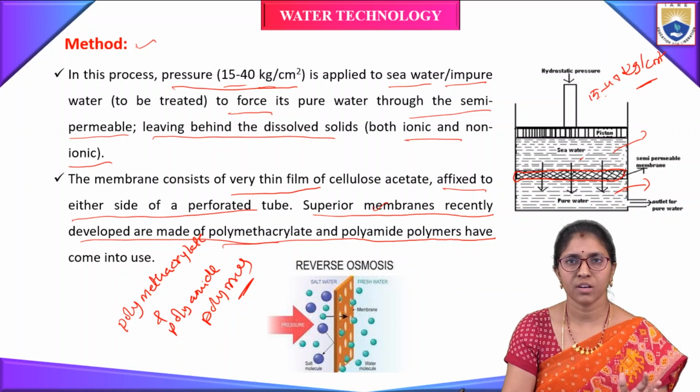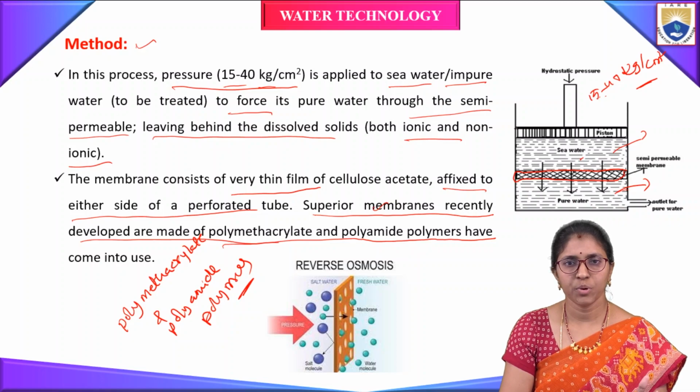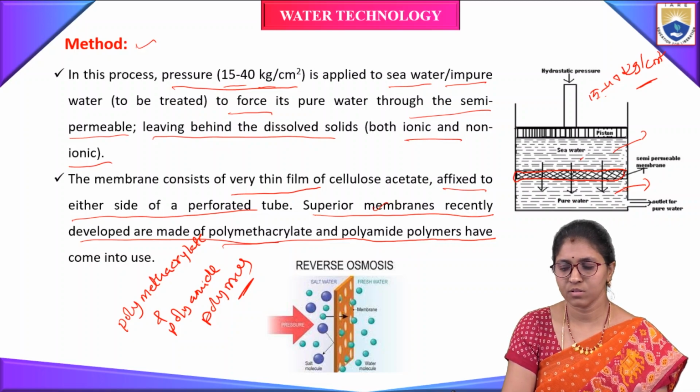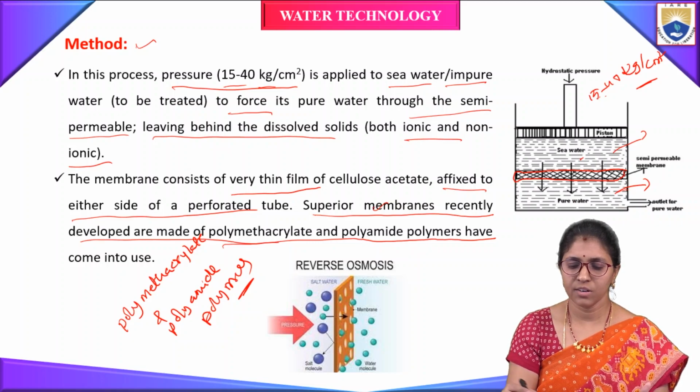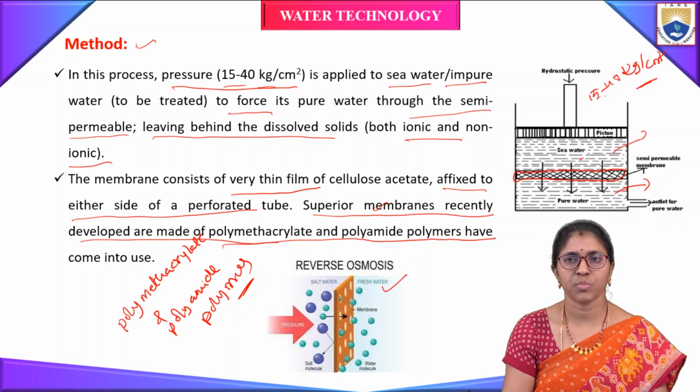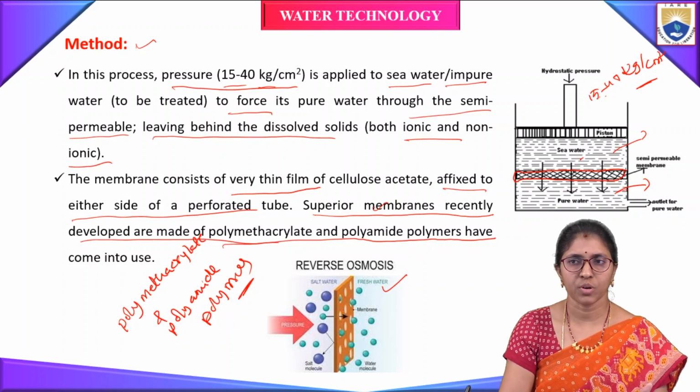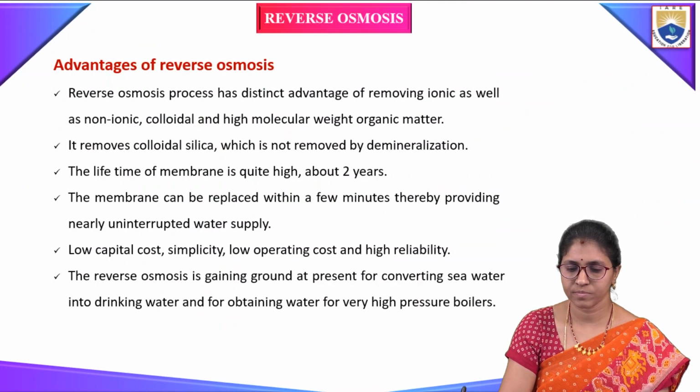In this method, we are using hydrostatic pressure to get pure water from sea water. So this is the process of desalination of water. In this, we are removing the salts from the water. We are getting pure water from the sea water. So this process is called the desalination process, and here we are using the reverse osmosis process for getting pure water from the sea water.